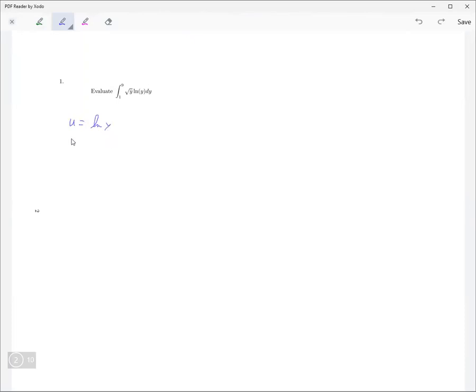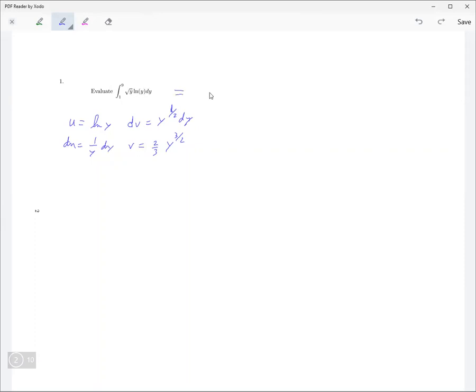you let u be the logarithm. So du becomes 1 over y dy, and then dv is the rest, which is the square root of y times dy, or I'll write it as y to the 1/2 dy. So that means v is going to be 2/3 y to the 3/2. This product right here is what we need to be able to integrate, and that's not going to be too bad.